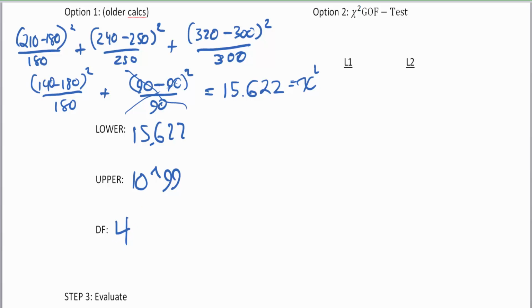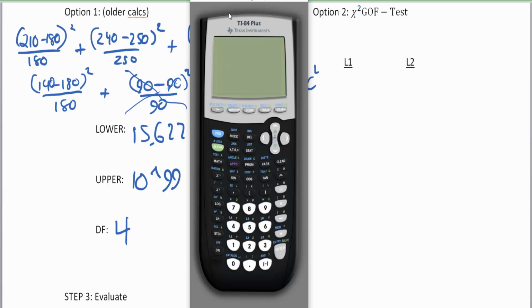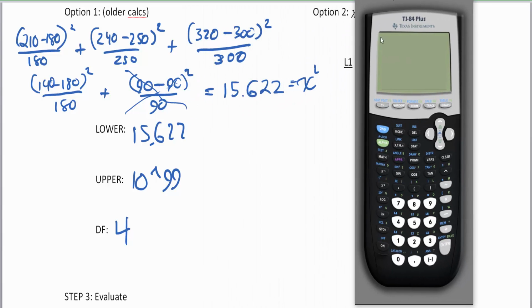So it's time to get the calculator out and see what we get here. Let's move it over just a tad. Okay, and now let's turn it on. Go to second vars. Scroll on down to chi-squared CDF. Hit enter. Okay, my lower number here is 15.622. The upper limit is infinity, or 10 to the 99th power. Degrees of freedom is 4. We hit paste, and we get a very, very, very small number here. Okay, so 0.00357. So let me copy that down.